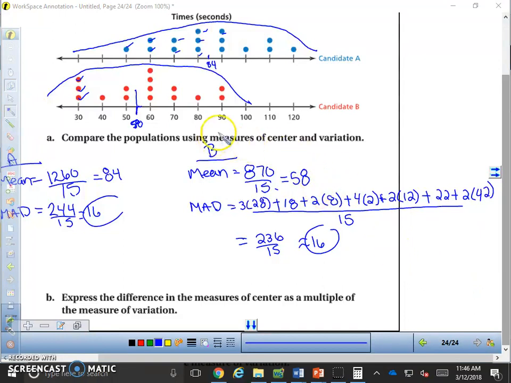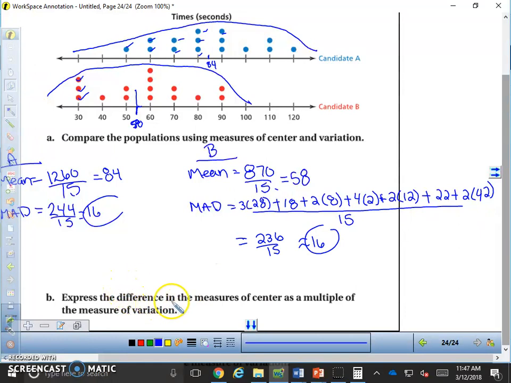Compare the populations using centers of variation. There's our centers and variation. The variation is 16. All we would need to do now is write that the variations were the same, but for the means, candidate A had the higher mean.